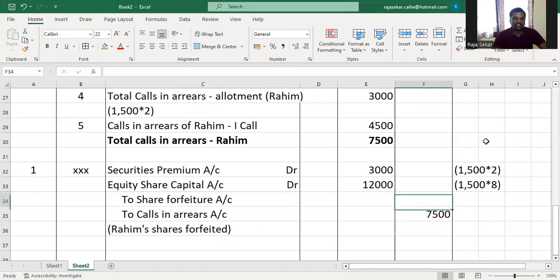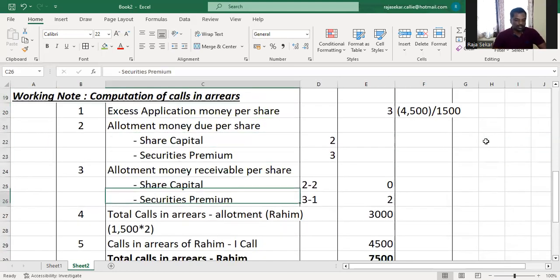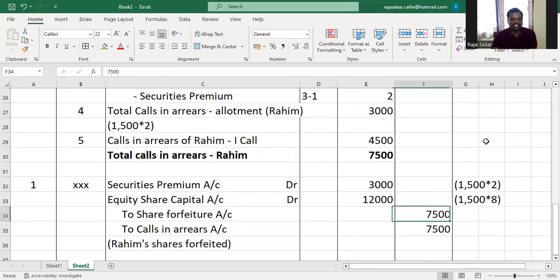against calls in arrears. So what would be your share forfeiture? Share forfeiture would be the balancing figure. That is 15,000 minus 7,500, which is 7,500. So now with that, we have passed the journal entry for forfeiture. That's it, my dear children. It's very simple once you do the working note and find out the calls in arrears of the person whose shares have been forfeited. Once you've done that, everything else becomes easy.